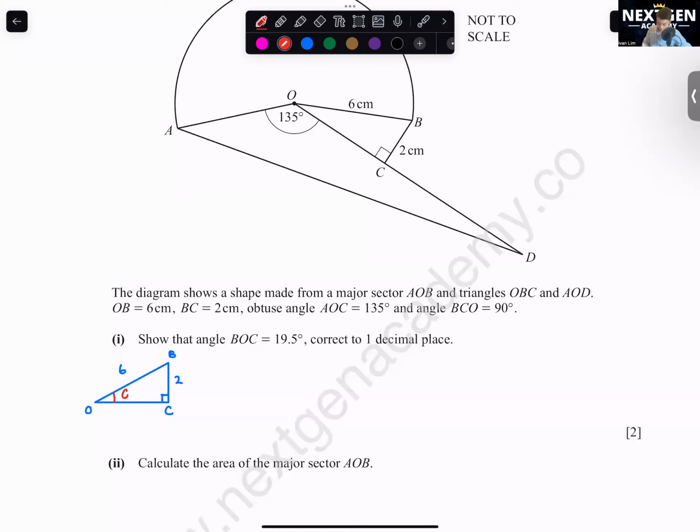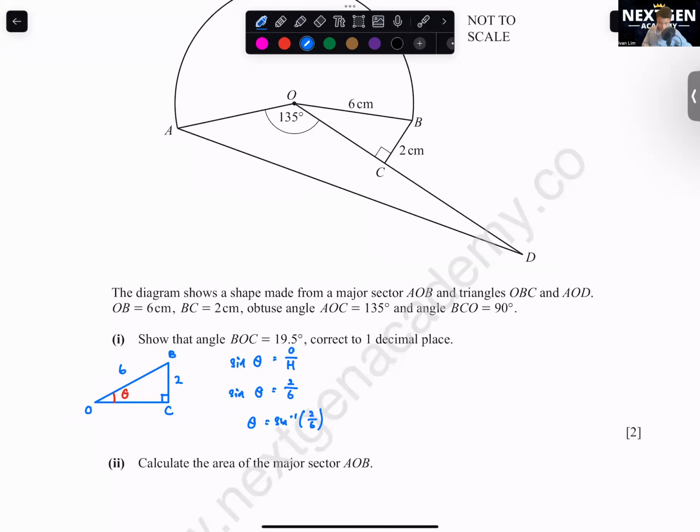What can we do here? Right angle triangle, we can use SOH CAH TOA. So, very good. Sine theta equals to opposite over hypotenuse. Sine theta is equals to 2 over 6. Theta is inverse sine 2 over 6.